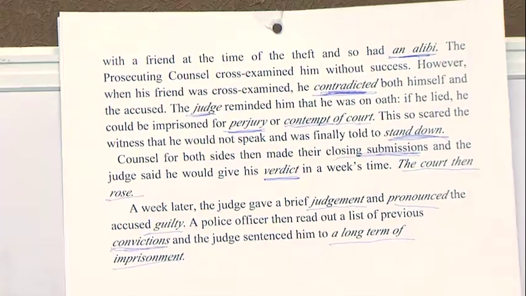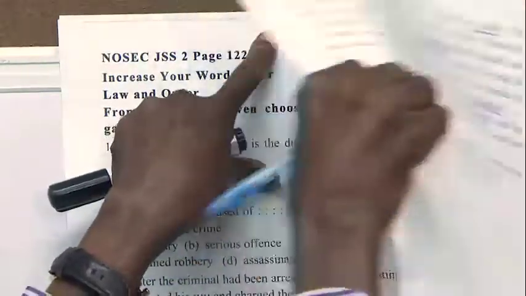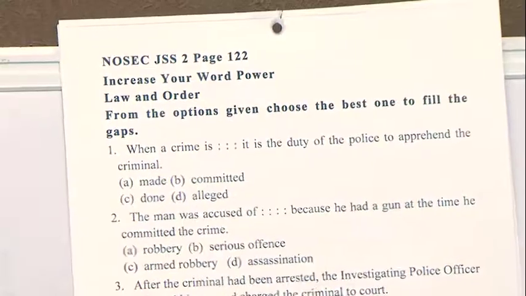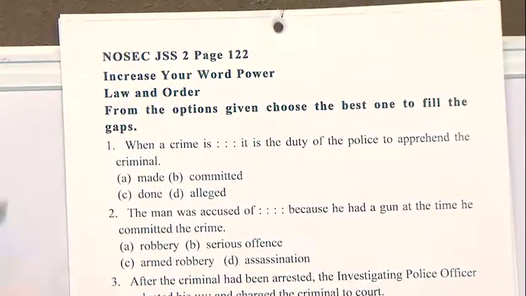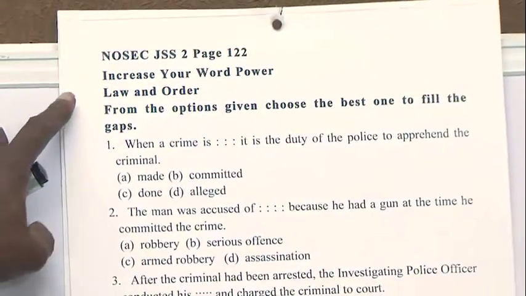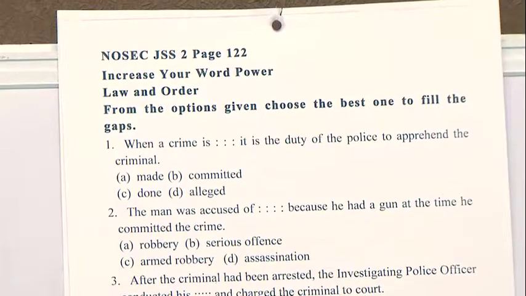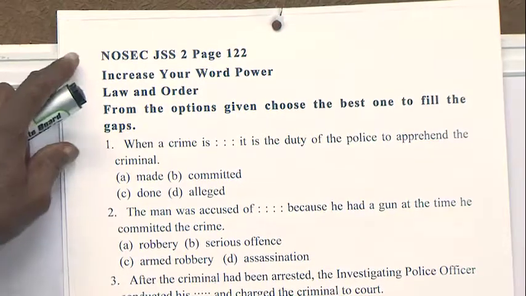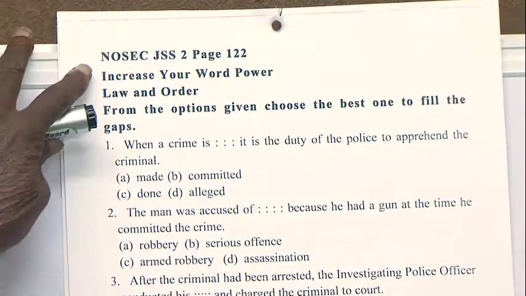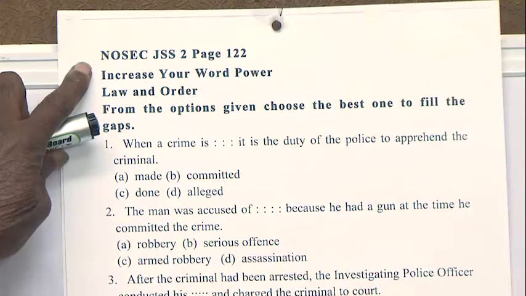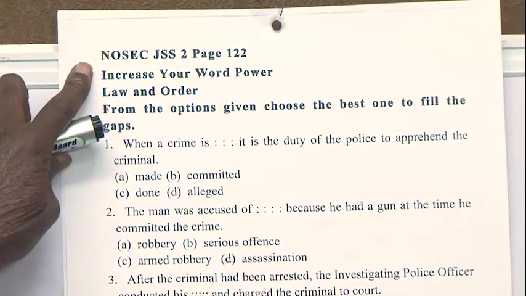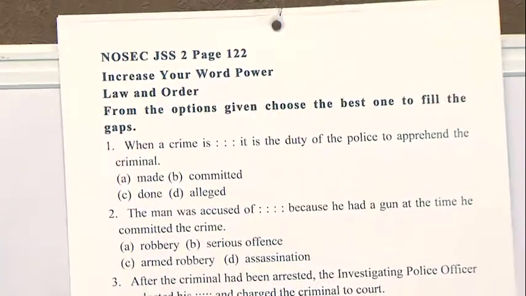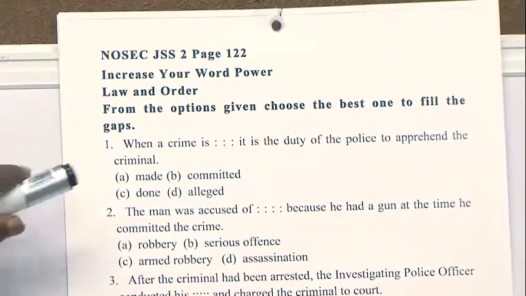As I said before, all these have been treated in the New Oxford Second English course, right from GS1 to GS3. You have another one on law and order. This is an exercise now. Law and order on page 122 of GS2 NUSEC, New Oxford Second English course for junior secondary schools. From the options given, just choose the correct one.